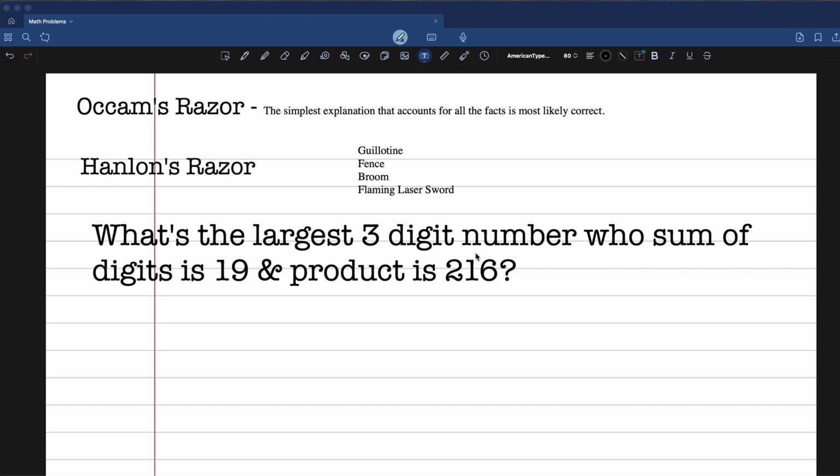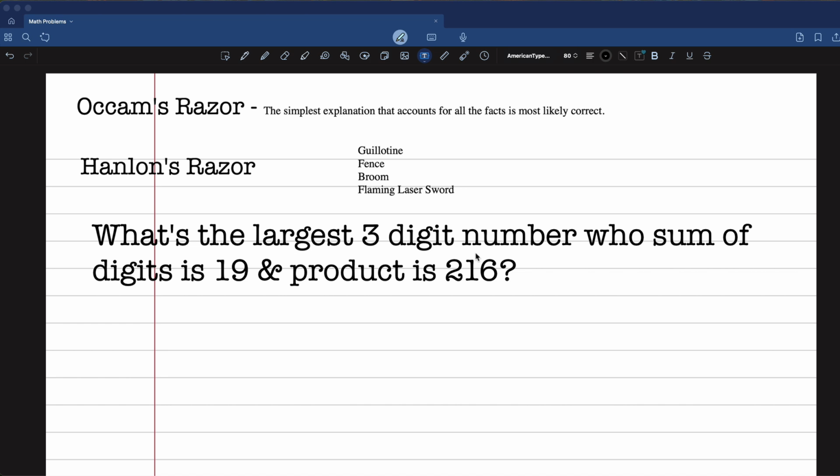So for today's problem, I want to introduce a new methodology, a framework, if you will, that will help you solve a lot of number theory problems. So let's start with something which is commonly used. It's called Occam's razor. It's used in philosophy, it's used in logic. It's basically this: the simplest explanation that accounts for all facts is most likely correct.